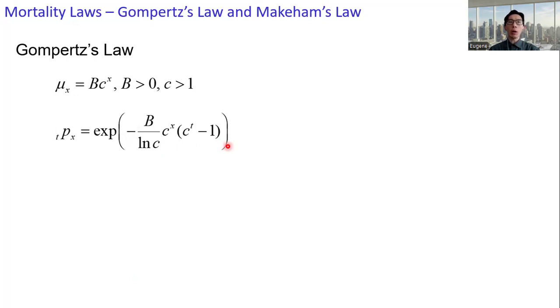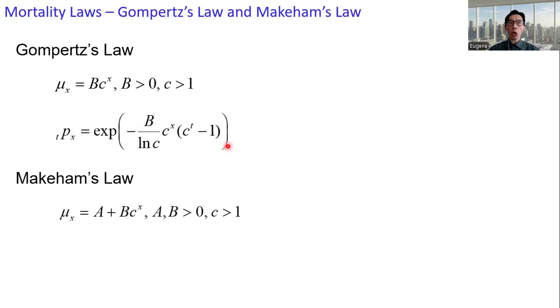The other mortality law, Makeham's law, introduces an additional constant to the force of mortality as compared to Gompertz's law. The force of mortality under Makeham's law is A plus B times C to the power x. This additional constant A is used to model the additional risk of accidental death. This term has a larger impact at younger ages. The tpx has the form exp of minus A times t, and then minus B over natural log of C, times C to the power x, times (C to the power t minus 1).